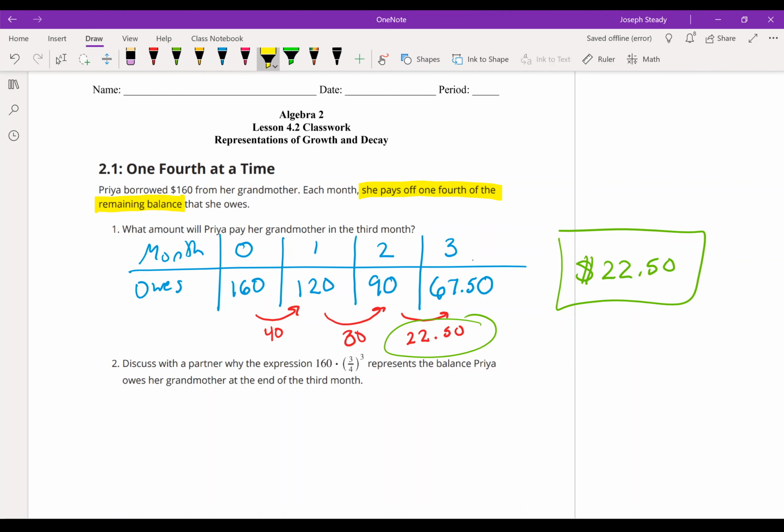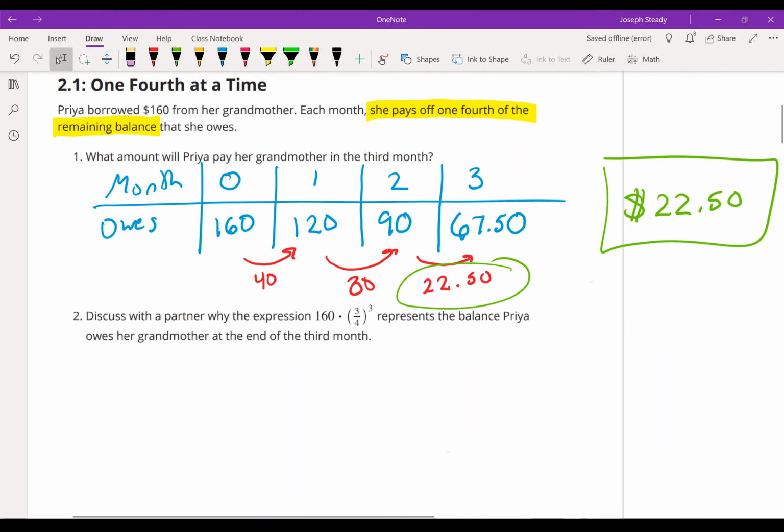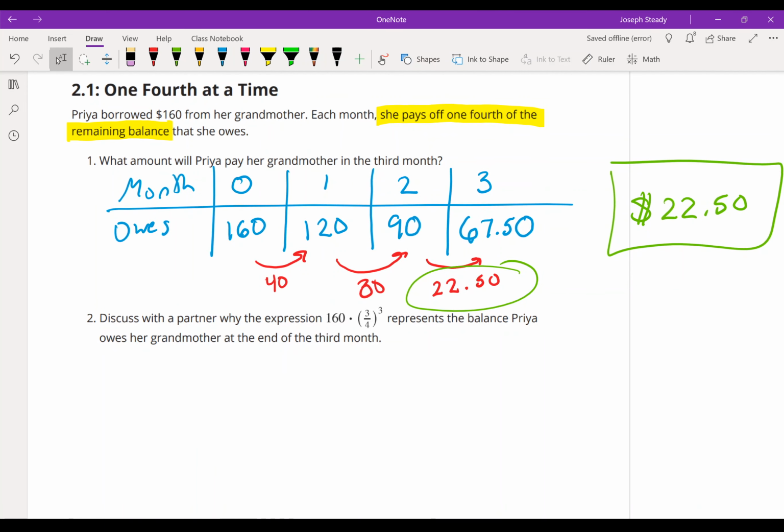So the second part of this problem now moves on a little bit, and now we are thinking about, well, let's try to figure out a shortcut or a faster way to determine the balance that Priya owes her grandmother. So let's look at this equation. The 160 is just the starting amount. That's how much Priya owed right at the beginning. And that's the number that we're going to be kind of changing as we go through this problem.